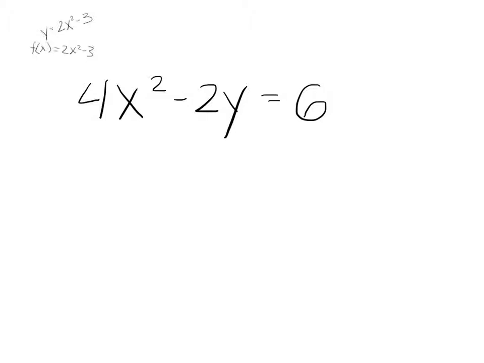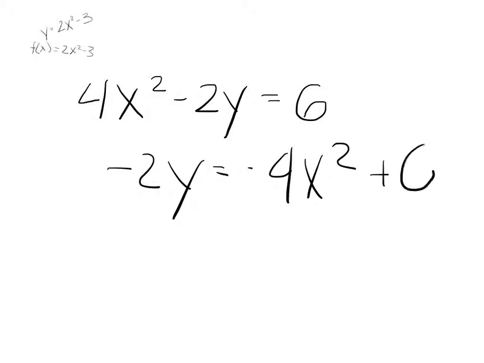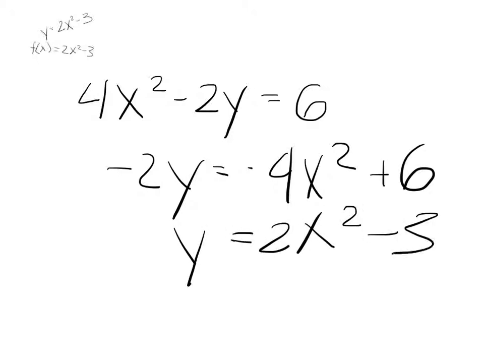The equation 4x squared minus 2y equals 6 determines the same function f, since solving for y gives us negative 2y equals negative 4x squared plus 6, or y equals 2x squared minus 3, which is the same as before. For the case of 4x squared minus 2y equals 6, we say that y, or f, is an implicit function of x, or that f is determined implicitly by the equation.